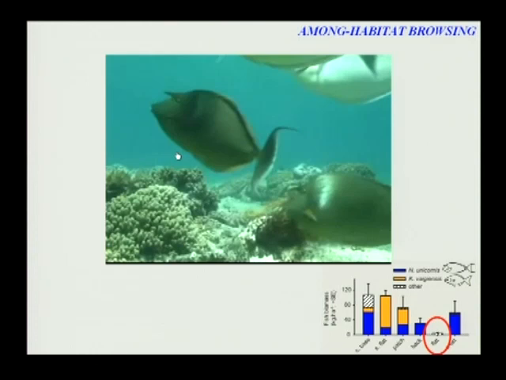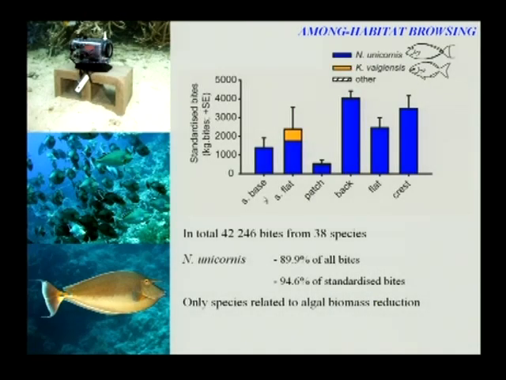I won't go through and bore you with the video from each of the other habitats. I'll just show you a summary of what we found. Now this is, again, those habitats across the horizontal axis. On the vertical axis, it's standardised bites. Just to explain that briefly, if you've got a small fish, it's going to take a small bite. Larger fish take a large bite, so we're just standardising for the size of the fish and the bites they're going to take. So in total, I recorded over 42,000 bites from approximately 38 species feeding on this, but that one species, Naso unicornis, accounted for approximately 90% of all bites and 95% of all mass standardised bites. So it was the only species related to the reduction in the algal biomass across those six habitats.